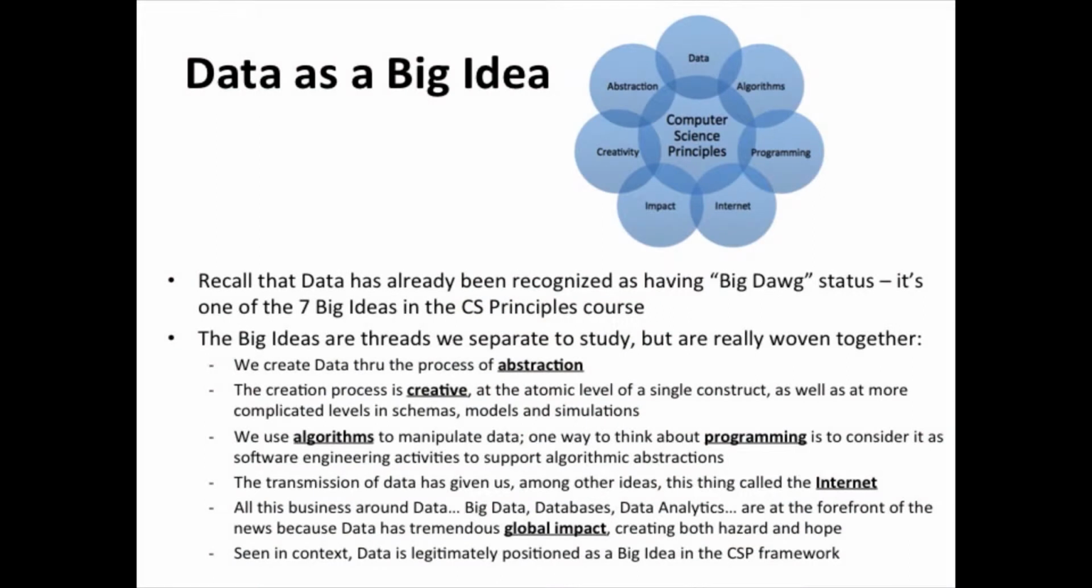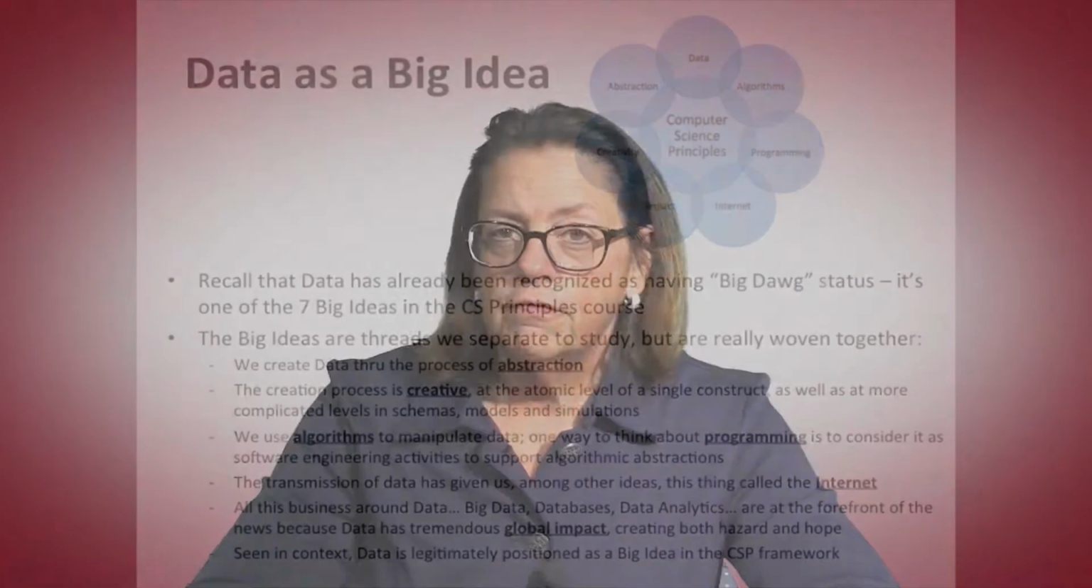So let's walk that wheel of the big ideas and make sure we understand how data fits into everything. Data is already off the porch, running with the big dogs, because it has legitimate status as one of the big 7 ideas, but it is couplable to the other ideas in the framework. For example, data is created through the process of abstraction, which is one of the other big ideas. The abstraction process, this idea of constructing data, is very creative. It takes imagination. It is not some sterile, cold activity.